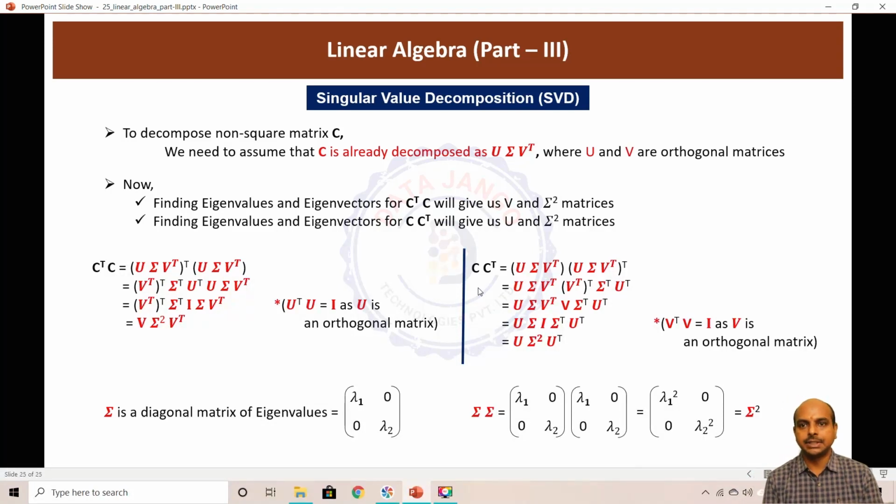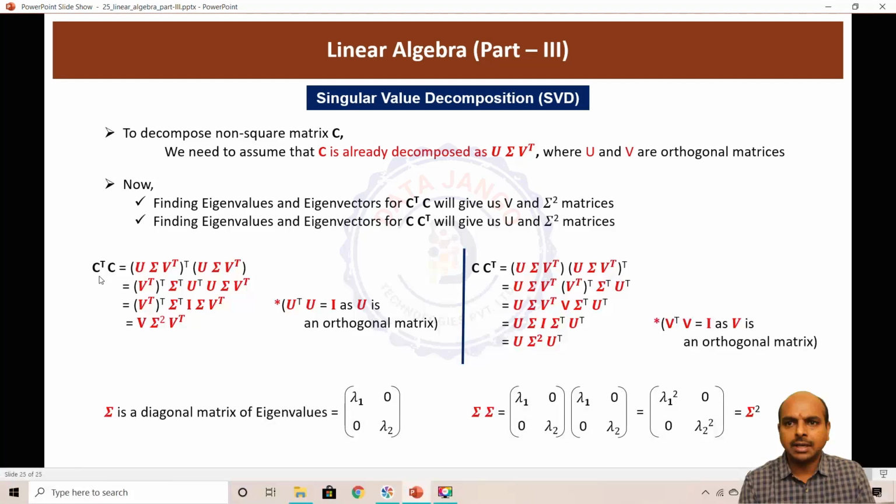I said singular value decomposition is a more generalized form of eigenvalues and eigenvectors. This is what it is. You are finding eigenvalues and eigenvectors only, but not of the direct matrix C. You are calculating a correlation matrix between the features and a correlation matrix between rows and trying to decompose those as eigenvalues and eigenvectors, because when you calculate C transpose C, you get a square matrix.